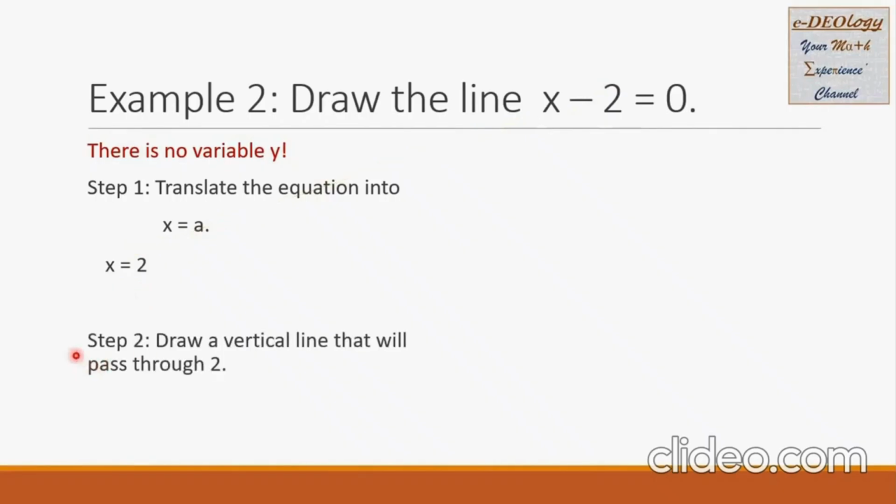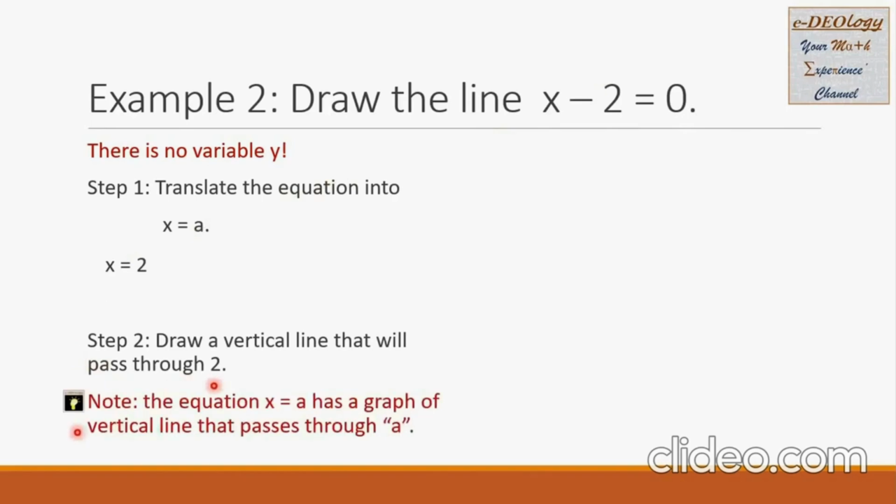Then step 2, draw a vertical line that will pass through the positive 2. Take note that the equation x equals a has a graph of a vertical line that passes through the a, that constant on the right side of this equation. So we have now the x and y axis here.